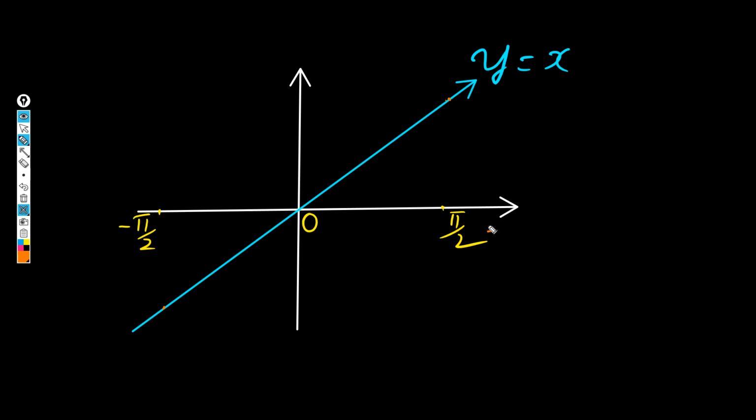What is the approximate value of pi by 2? Just now we have seen 3.14 by 2, that is 1.57. That means this will go above the line, then it will come below the line, and it intersects the line at 1 somewhere here. This point lies, it should be 1 comma 1. Just follow what I'm saying, please. Similarly, you will have minus 1 comma minus 1. Something like this.